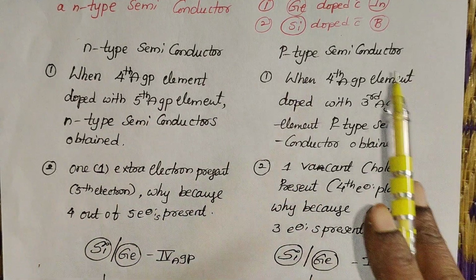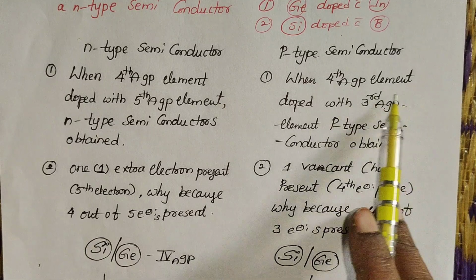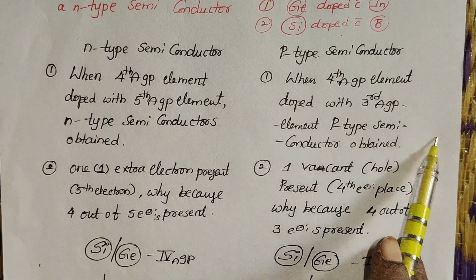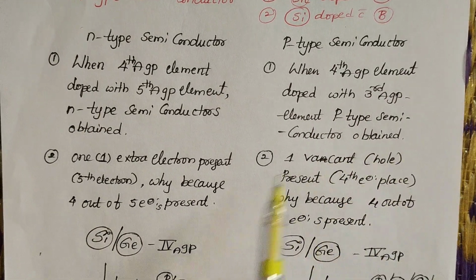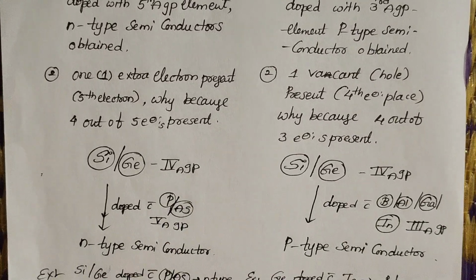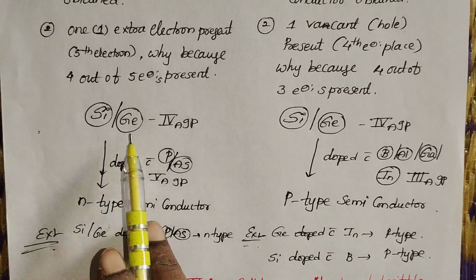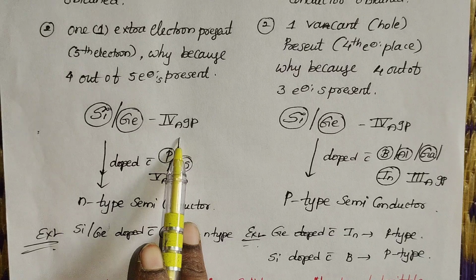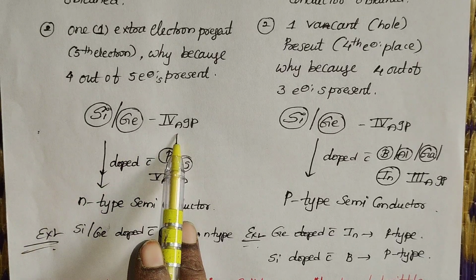Okay, next p type semiconductor purpose, when fourth group elements are doped with the third group elements, p type semiconductors are obtained. Okay, so what does this mean? Simple, you have to remember like this with the help of this diagram. Silicon and germanium belong to the fourth A group, right? So these are the fourth group, means 4 electrons are present.